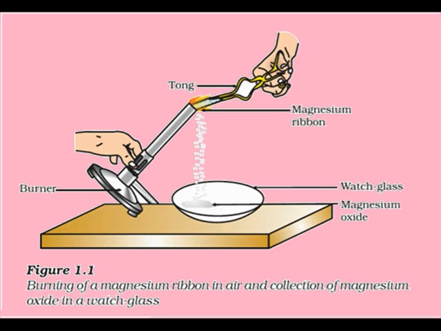Activity 1.1. Clean a magnesium ribbon about 2 cm long by rubbing it with sandpaper. Hold it with a pair of tongs. Burn it using a spirit lamp or burner. The magnesium ribbon burns with a dazzling white flame and changes into a white powder. This powder is magnesium oxide. It is formed due to the reaction between magnesium and oxygen present in the air.